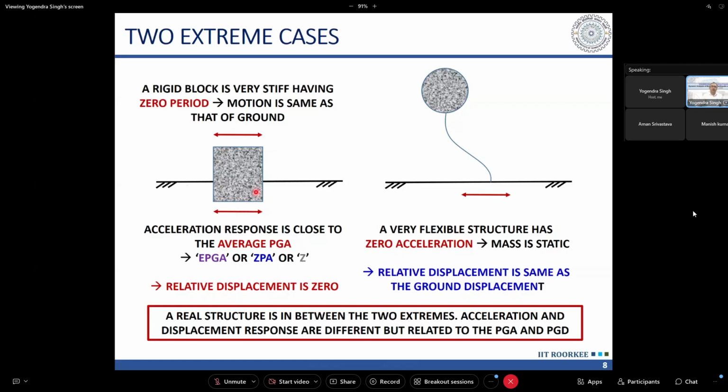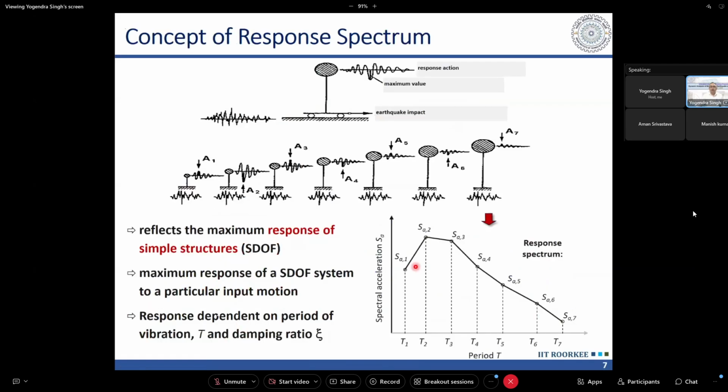And what will happen when the ground is shaking? It is embedded into the ground. So when the ground is shaking, its acceleration will be the same as that of the ground. So at very high frequency or 0 period, we get the acceleration of the structure same as that of the ground. That is one extreme of this response spectrum. If I take this right up to 0 period, this line corresponds to 0 period.